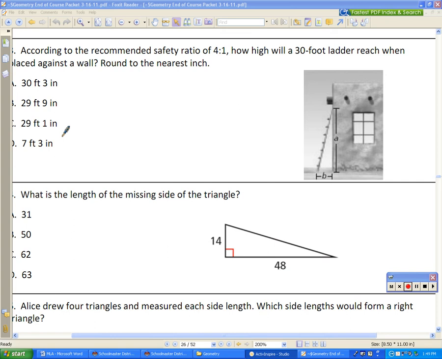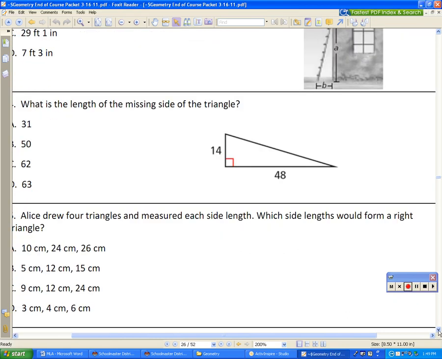Okay, let's try and maybe just wrap up this section. What is the length of the missing side of the triangle? You guys can all do that, right? 14 squared plus 48 squared equals, and then you take the square root. And if you do it correctly, I think you come up with 50. Is that true? Anybody do it? Well, you can check my work. 50? Okay, good. So that's easy Pythagorean theorem.